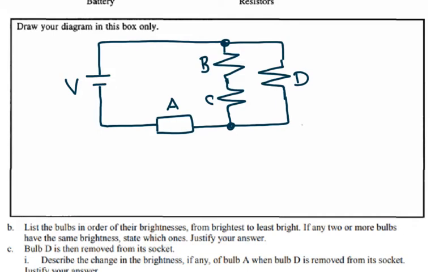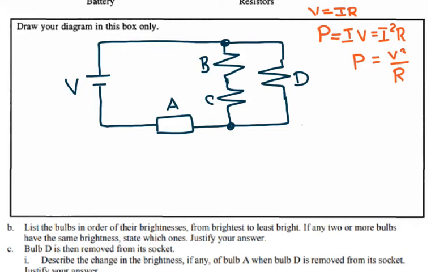Now list the bulbs in order of their brightness from the brightest to the least bright. If any two or more bulbs have the same brightness, state which ones. Justify your answer. So before I start solving this question, I'm going to write, the brightness is usually the power. So I need to write what the power is equal to. Power is equal to I times V, or I squared R. If I replace V with Ohm's law, V is equal to IR. Or power is equal to V squared over R. So any of these equations is valuable to use for solving for power, and power means the brightness.